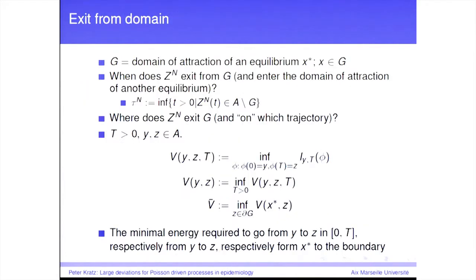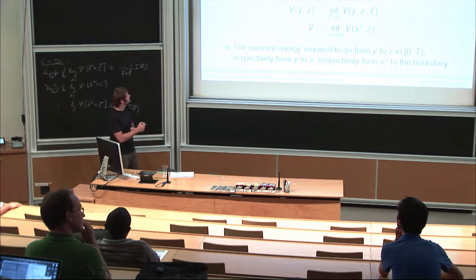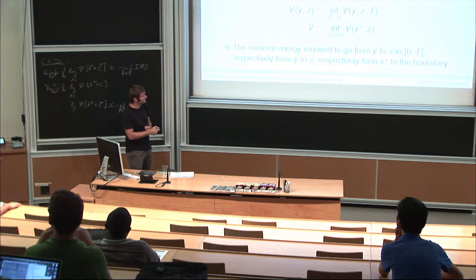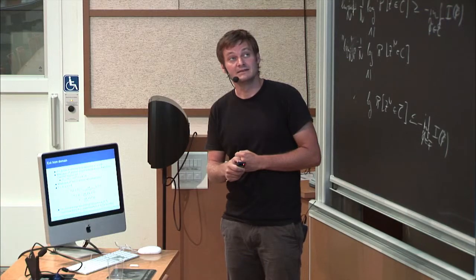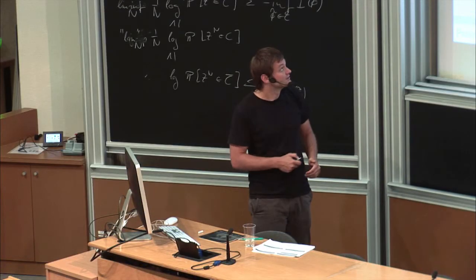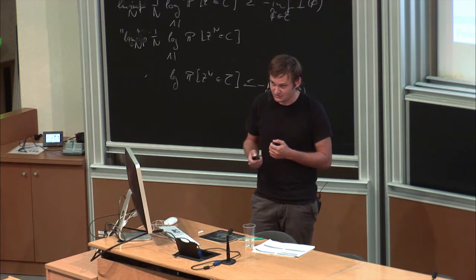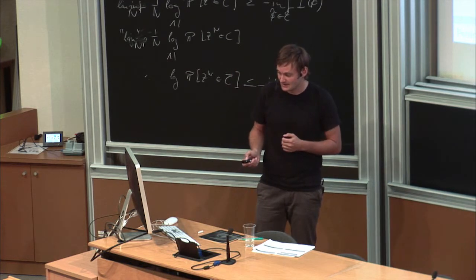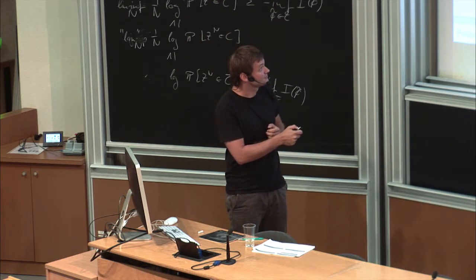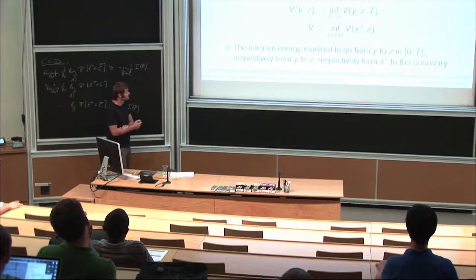Okay, so now, before, I said we're mainly interested in this exit from domain problem. We want to exit the domain of attraction of one of the equilibria, the endemic equilibrium or the disease-free equilibrium. So we say that G is the domain of attraction of one of the two equilibria, and we're in the domain of attraction. And the question is, when does the process exit from G and enter the other domain? So this is the tau n. And we're also interested in the question, where does the process exit G? And on which trajectory does it do that? And well, if I say it exits G, I don't mean that it hits the blue boundary or the black boundary, but the red one. Okay, and how do we quantify this? Well, we quantify this.